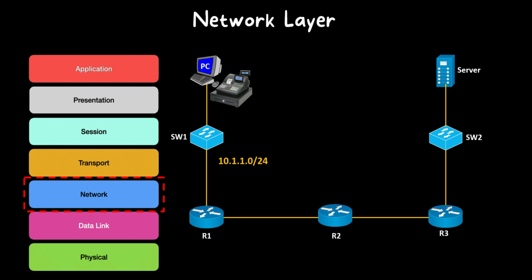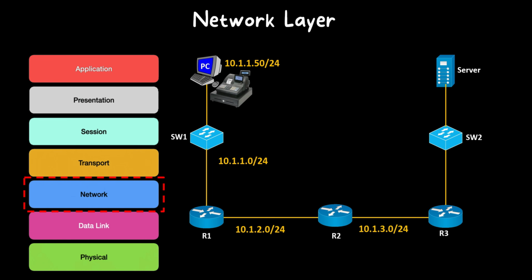Now we need to provide a specific IP address for the client PC, which is connected to the cash register. So I am giving 10.1.1.50/24 for that device. Now we can see there is a network between the routers R1 and R2. So I am assigning the IP address 10.1.2.0/24 to that network.